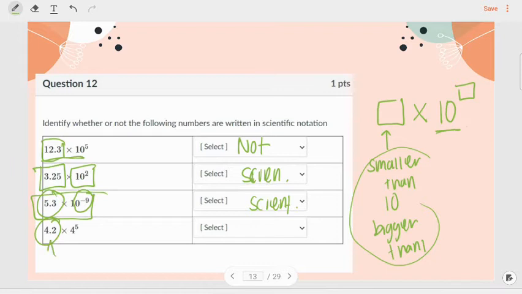Last but not least, that works. Smaller than 10, bigger than 1. But as I look at this, notice this is a 4. It has to be 10 to be a scientific notation. So this is not scientific notation.